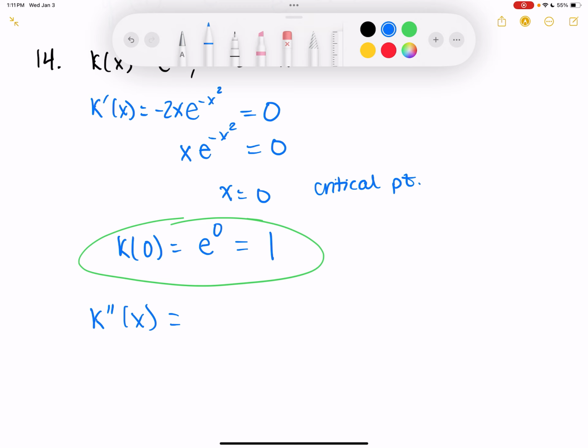Right, so I need to take the derivative of this. What am I dealing with? The giant product rule.